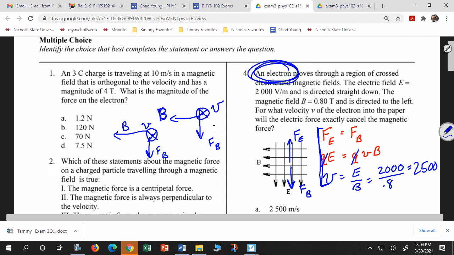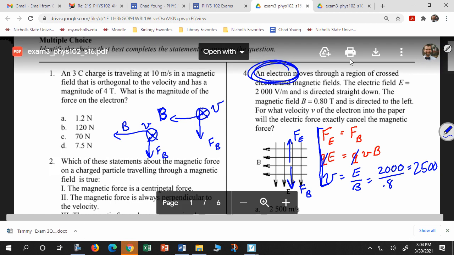Chloe, are you raising your hand? Are you thinking? So if it's an electron, the velocity doesn't switch? Can you repeat that? So the fact that the electron is negative doesn't affect the direction of the velocity. It's going into the page or out.